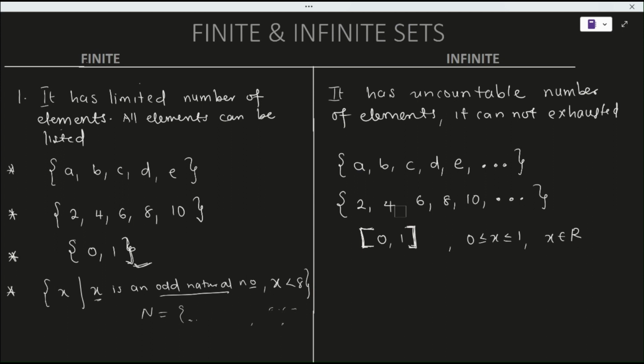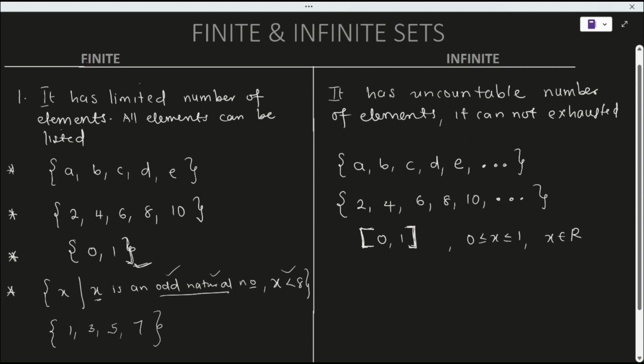So it means this set will simply be: we'll start with 1, 3, 5, and we have to stop at 7 because x is less than 8. These numbers are all odd, yes, and they are natural numbers, and they are all less than 8. So you see this set now is finite because it has a limited number of elements. It has only 4 elements.